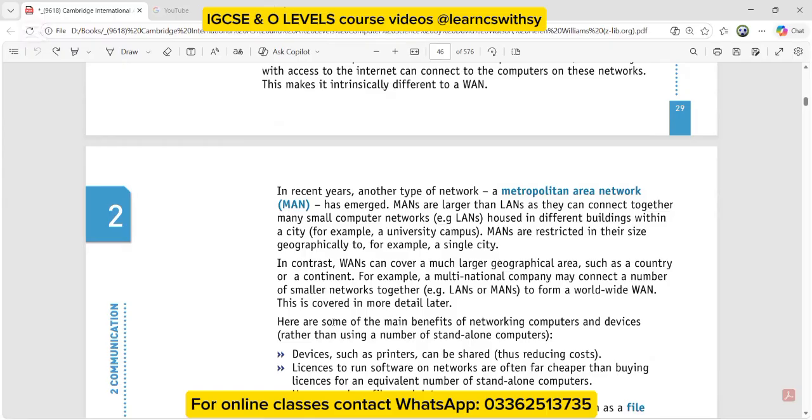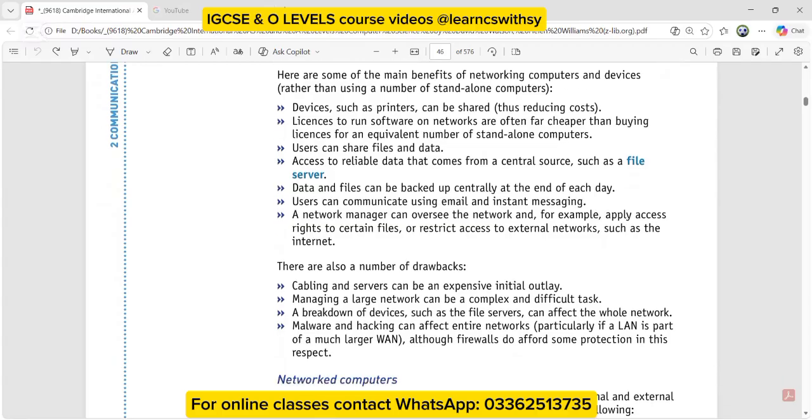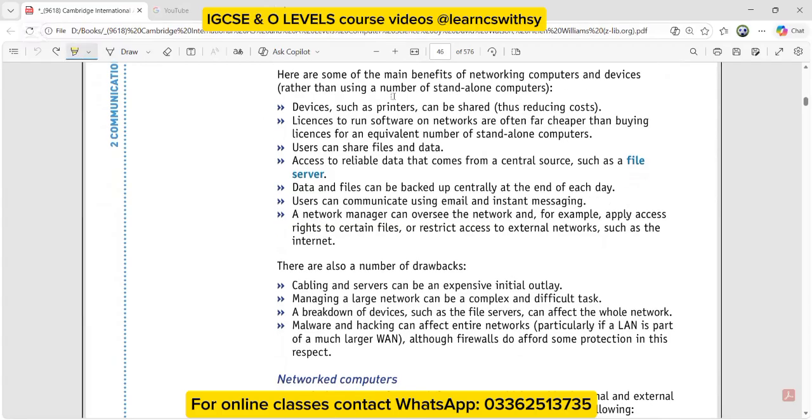One of the very important topics that you need to prepare for your exam is the benefits and drawbacks of networking the computers. So let me highlight the key things that you need to know so that you can prepare it for your exams. First thing is, what are the benefits of networking computers? So the main benefits of networking the computers, and then the drawbacks. Now I'll just highlight the keywords.